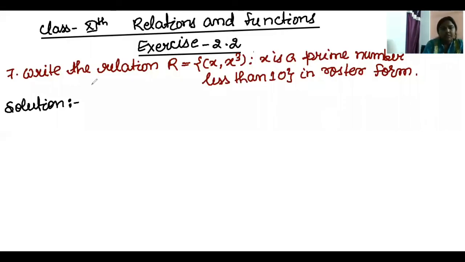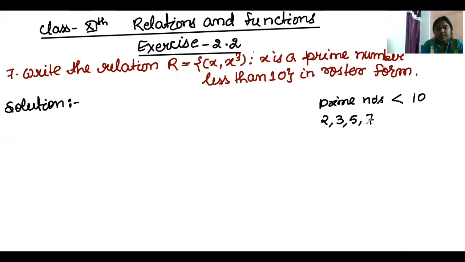Now question number 7. Write the relation R equals x cube such that x is a prime number less than 10. We have to take the x value as a prime number which is less than 10, and write it in roster form. So we know the prime numbers less than 10: we'll start with 2, 3, then 5, then 7. These are the prime numbers less than 10. And after that, the rule is x cube. So according to that, we take 2 in place of x.